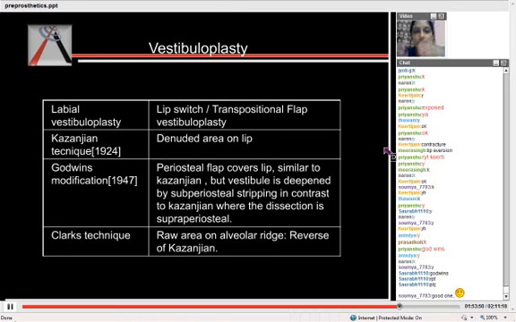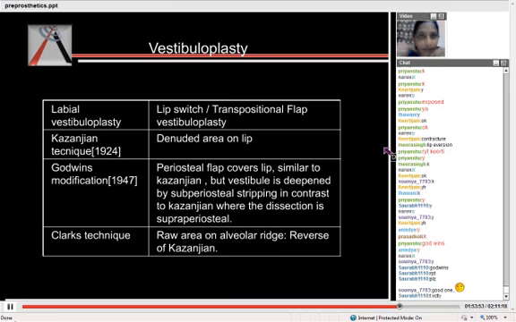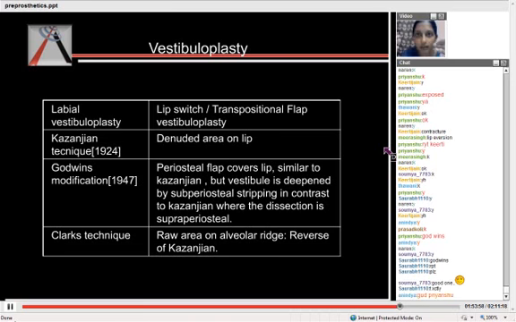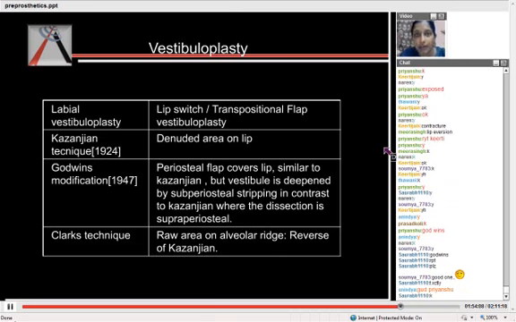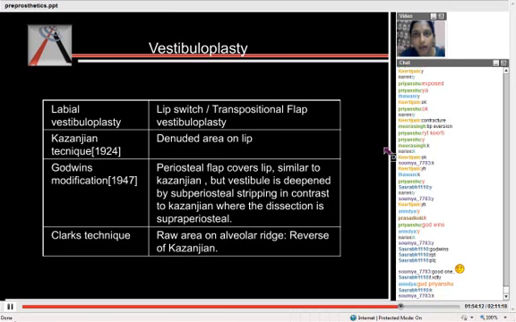See, Kazanjian, basically you know what vestibuloplasty is, right? You have your vestibule, you give an incision, you reflect the flap and you remove a certain amount of connective tissue or muscle attachment in order to deepen it. Ultimately, after doing all of that, you need to cover up the flap after your work is done. So Kazanjian covered the denuded bone with the flap, but he left the lip part raw.